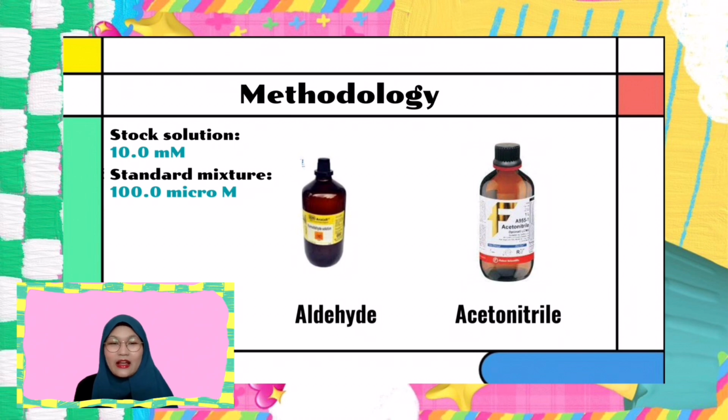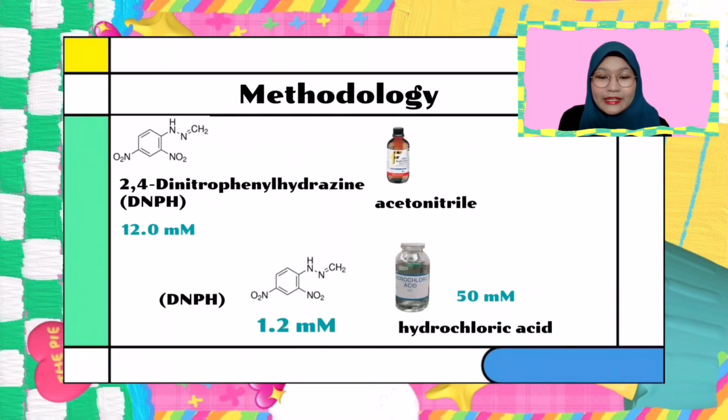First, target aldehyde stock solution was separately prepared using acetonitrile as a solvent. Second, a standard mixture of the targeted aldehyde was prepared in acetonitrile. Stock DNPH solution was prepared in acetonitrile. Then, a working solution of DNPH was prepared through tenfold dilution of the stock DNPH solution in hydrochloric acid.